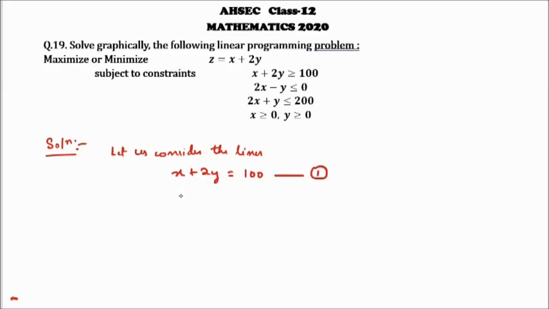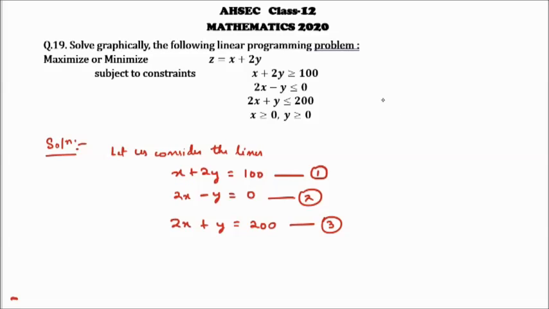The next one I will convert to 2x minus y is equal to 0. This will be equation number 2. Next, twice x plus y equal to 200. This will be my equation number 3. Now let us plot these three lines in the xy plane.